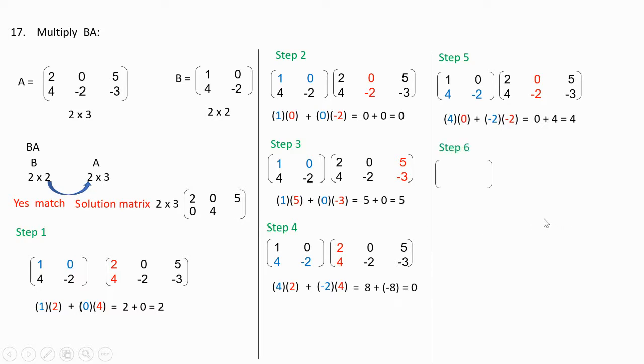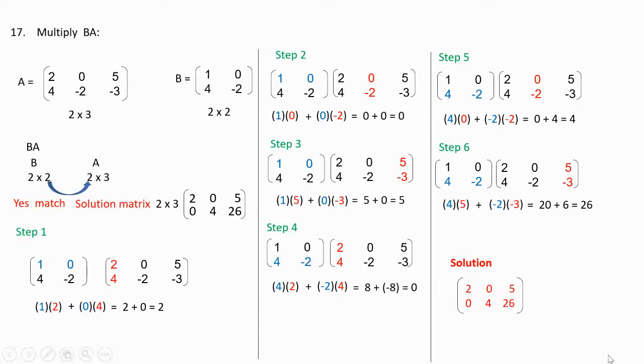Finally, step 6. I'm going to multiply the second row times the third column. So 4 times 5 plus negative 2 times negative 3, which will be 20 plus 6. The answer is 26. So this is my solution, guys. Okay, that's how you multiply.